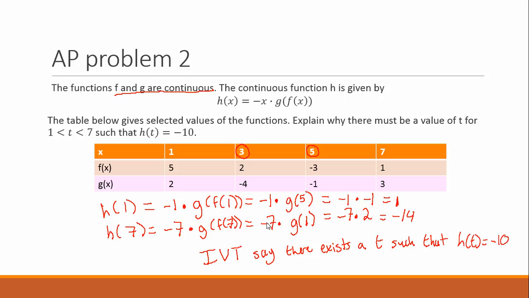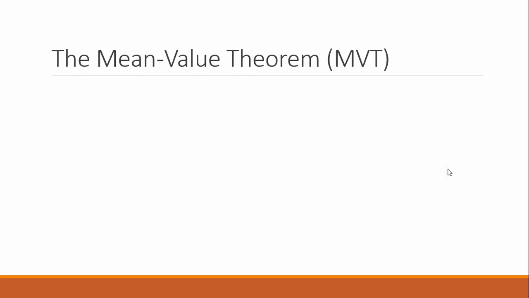So the most important thing about this is we're trying to find these two values of h, and then we can use the intermediate value theorem to show that negative 10 will exist because it is between 1 and negative 14. Excellent. Let's move on to the next one.